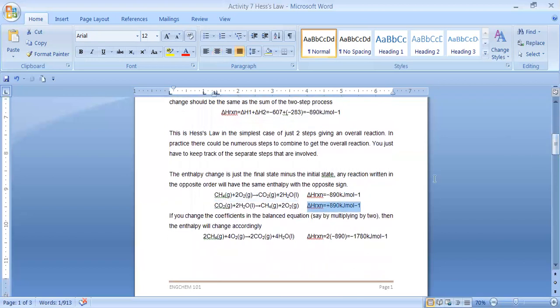Also, if you change the coefficients in the balanced equation, say for example, you multiply the coefficient by 2, then the enthalpy will change accordingly. So here, if you increase the number of moles of methane from 1 to 2, all the coefficients will also be multiplied by 2, including the heat of the reaction. So from the original heat of reaction of negative 890 kilojoule per mole, it will now become negative 1,780 kilojoule per mole.